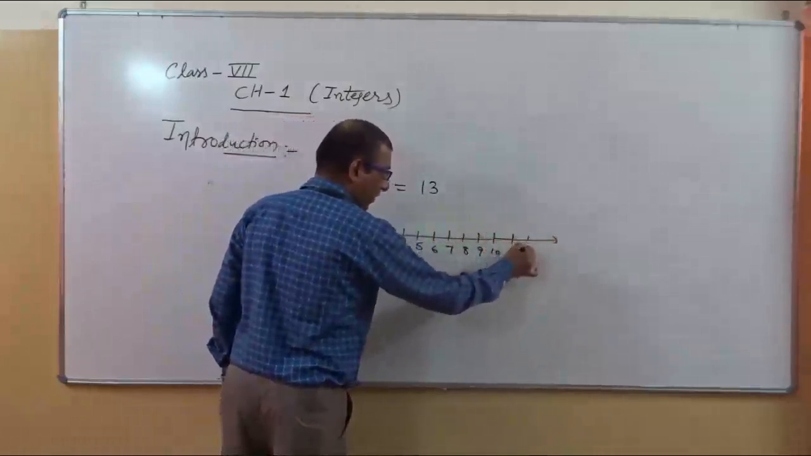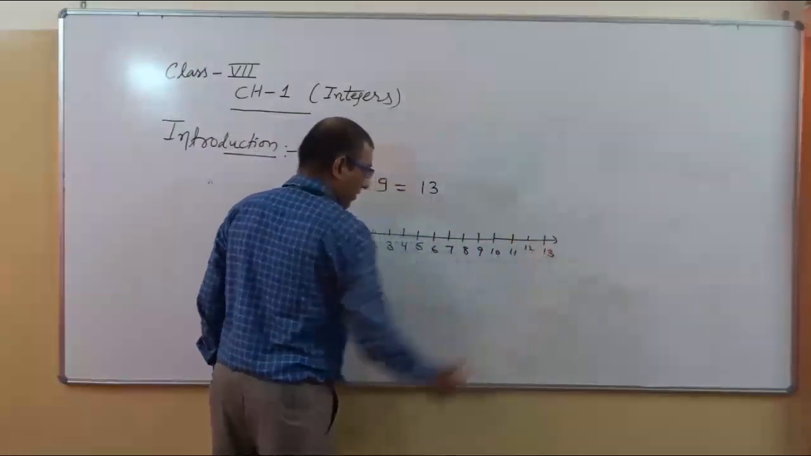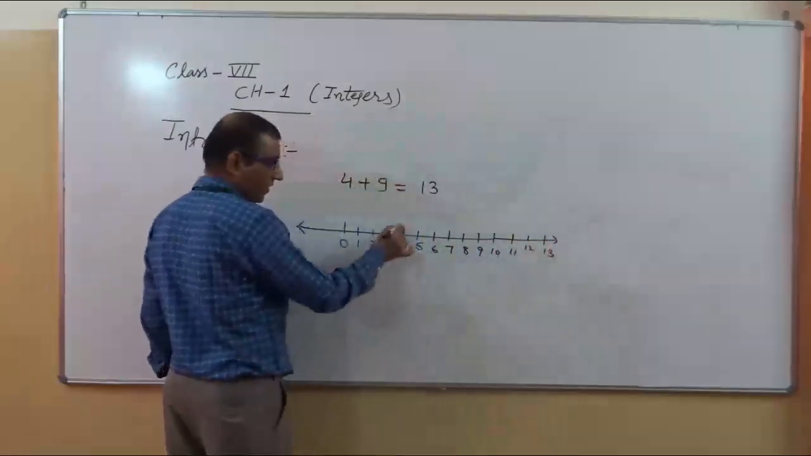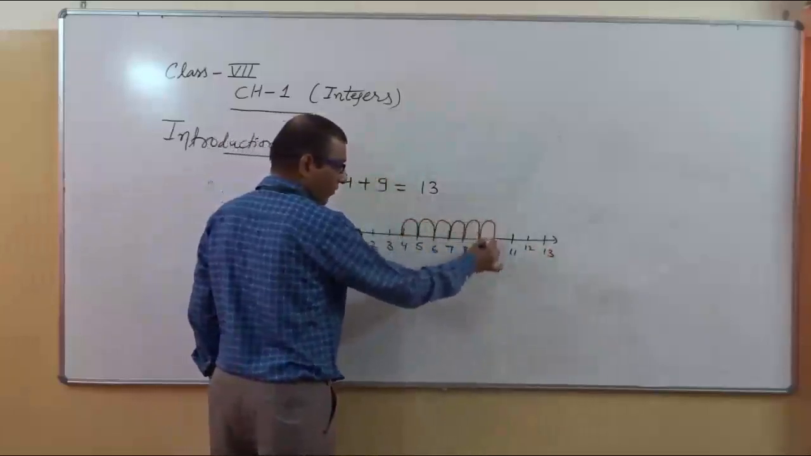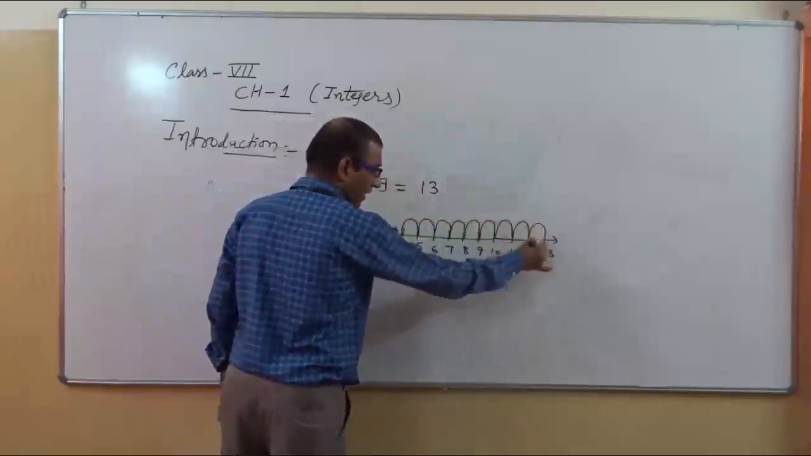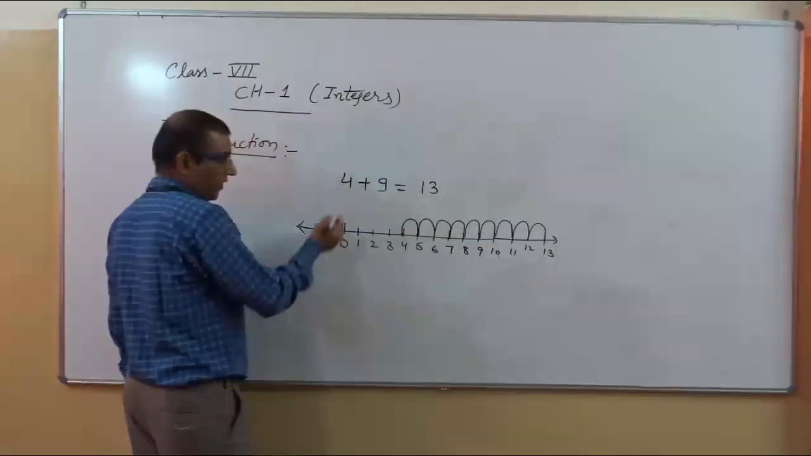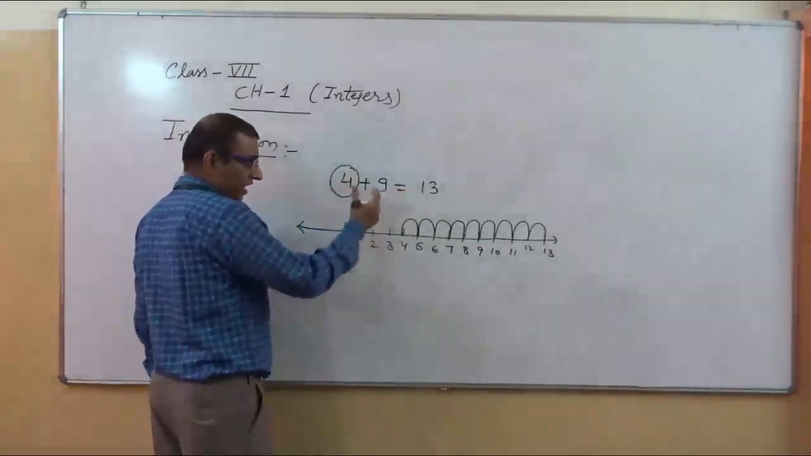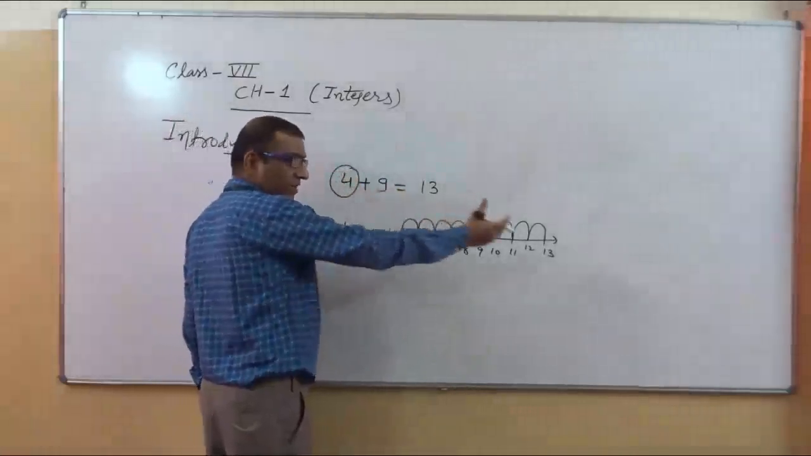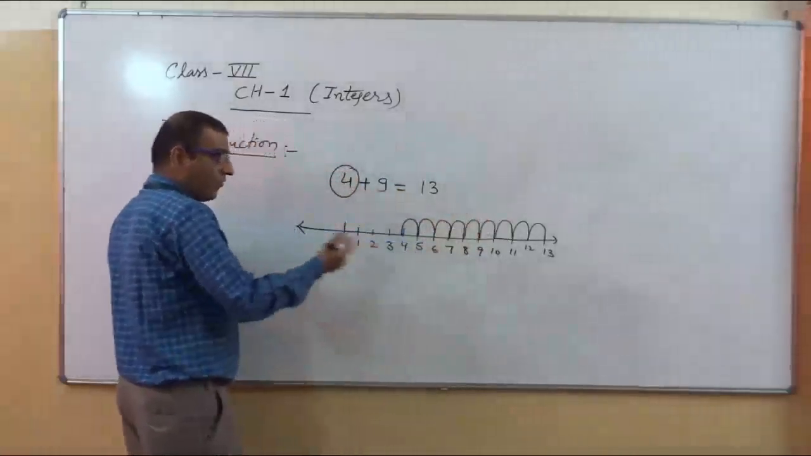Then we can say, so 4 is here, so 1 step, 2, 3, 4, 5, 6, 7, 8, 9. It means we can say that when we add 9 to 4 it becomes 13. It means we move in the direction of the right hand side of the number line. Same for the left hand side.